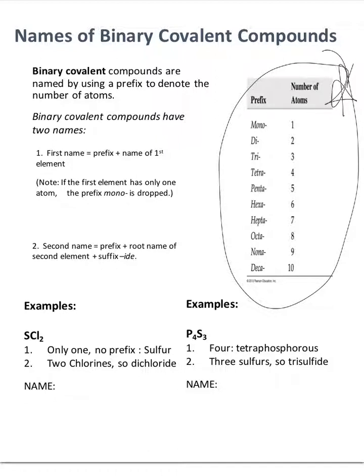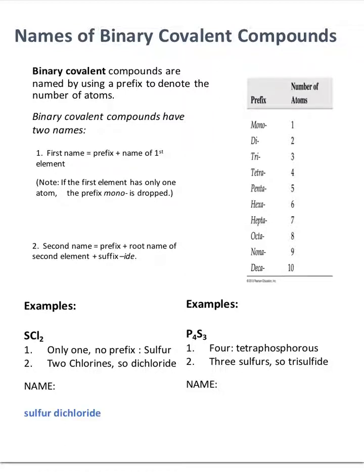So if we look at the 2 examples down at the bottom, the first one is SCl2. Okay, there's only one of that first ion, so we won't use a prefix. So what we would do when we name that portion of it is we would just say sulfur. If you look at the second piece, you have 2 chlorines. So if you use your general naming conventions, you use the root name, take off the ending, add IDE, and then add the prefix, you would get dichloride. So if you were to name this compound, you would have sulfur dichloride.